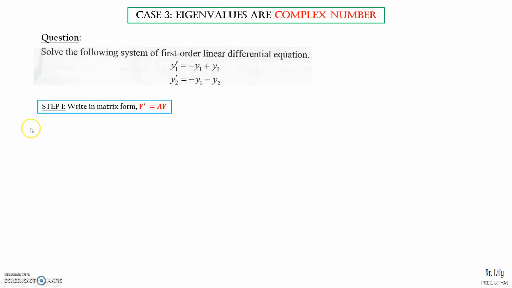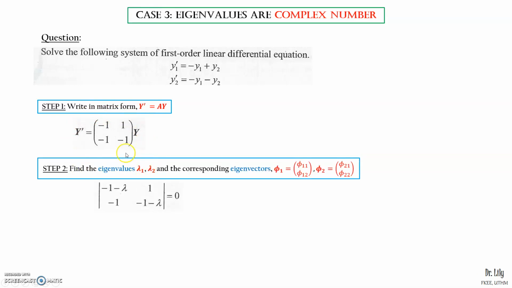Okay, untuk solution dia, step 1, macam biasa, you need to write in the matrix form. Okay, so matrix form diberi oleh matrix y' equal to matrix A multiply dengan matrix Y. Jadi, matrix A kita adalah negatif 1, 1, negatif 1 dan negatif 1. Okay, so you kena tulis dalam bentuk ini. Lepas kita dah dapatkan dalam bentuk matrix, kita pergi kepada step number 2, di mana kita perlu cari dia punya eigenvalues. So in this case, you have two different differential equations. So you need to find lambda 1 and lambda 2 and the corresponding eigenvector. So eigenvector diberi oleh V1 and V2.